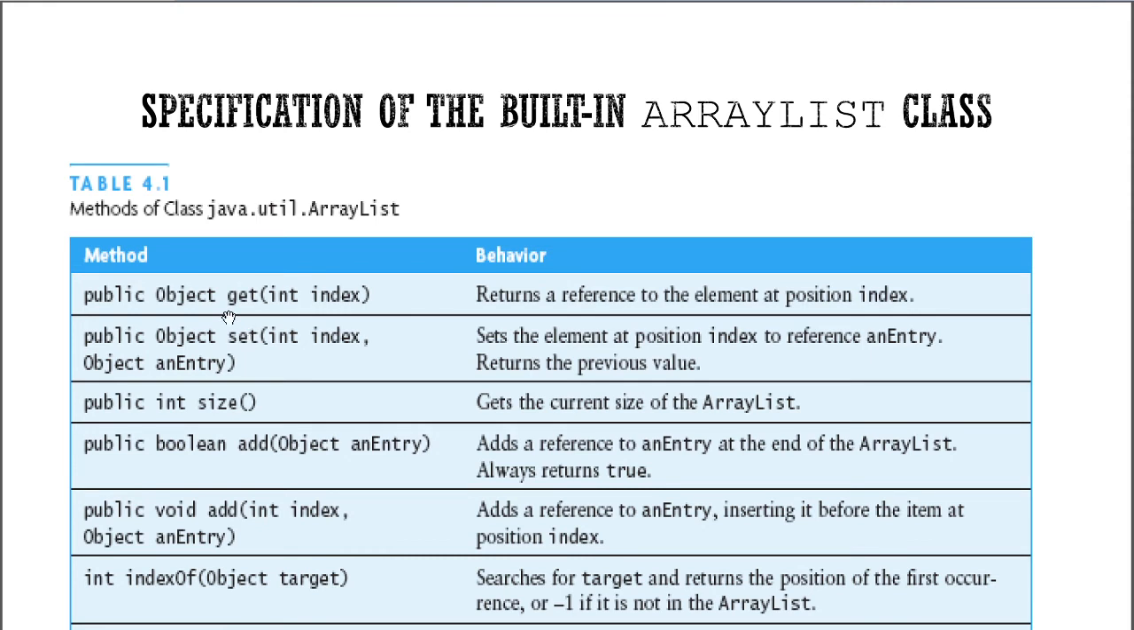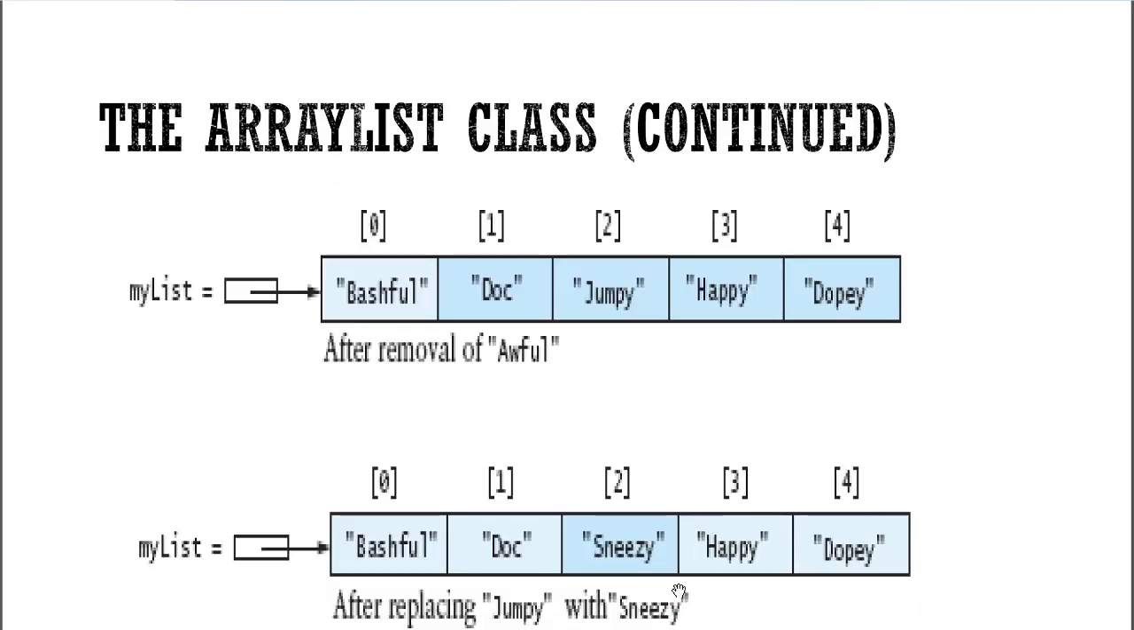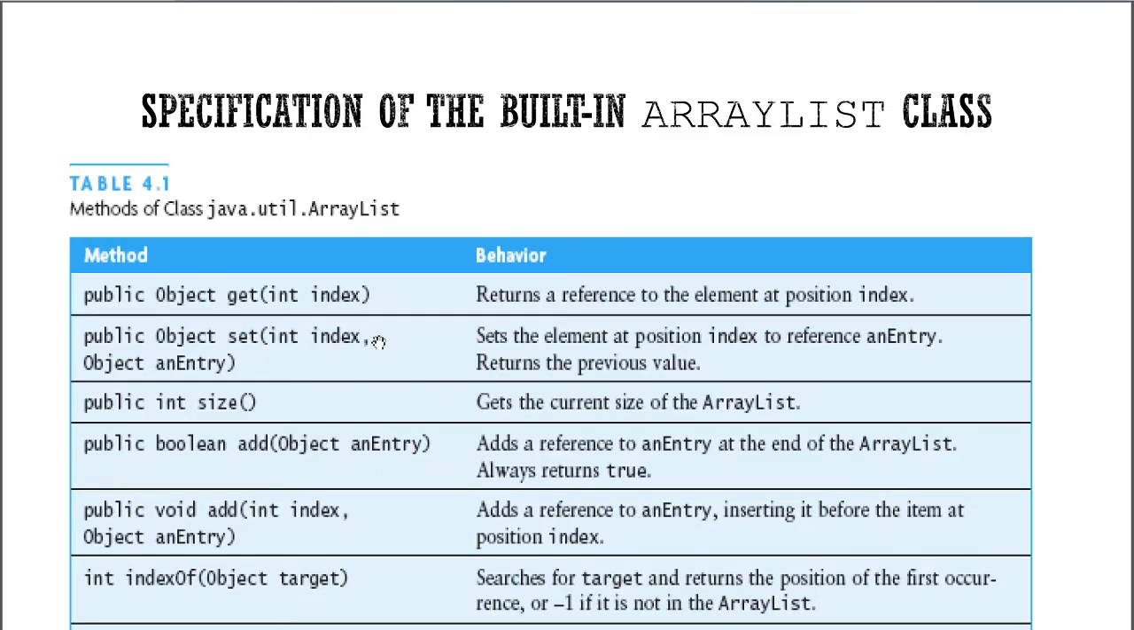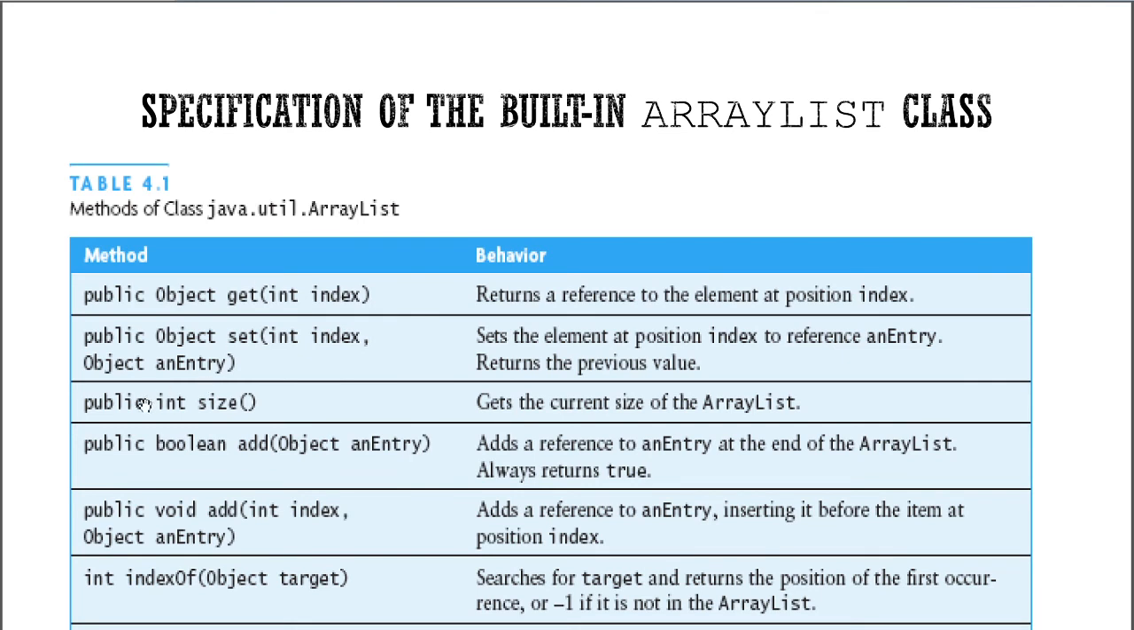Set is what you use to replace the element at a certain position with a new element. Like this one, I want to replace jumpy with sneezy, so you can use set. Size is to get the current size, or the number of objects in the ArrayList. For example, let's say we have 1, 2, 3, 4, 5 objects. Size will return an integer.